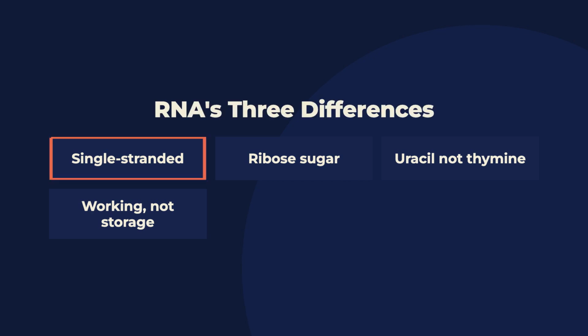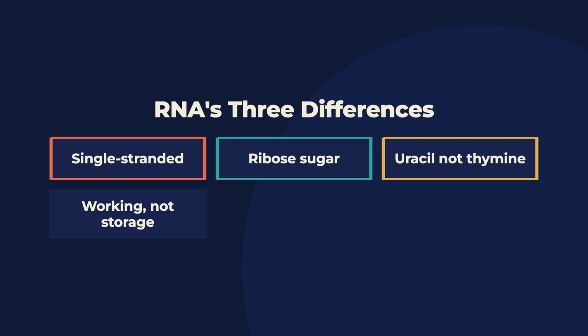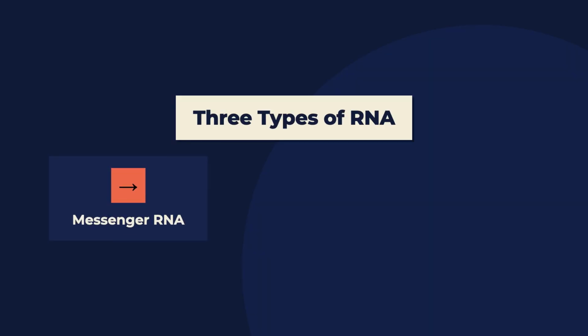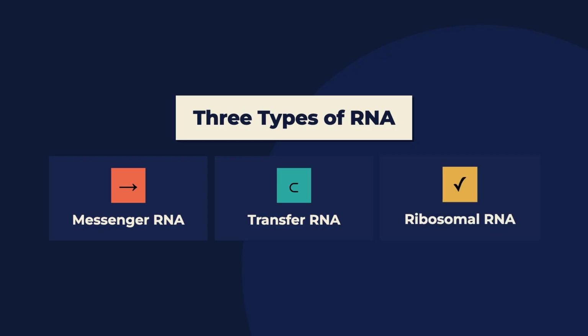RNA differs in exactly 3 ways. It's usually single-stranded, its sugar is ribose rather than deoxyribose, and it substitutes uracil for thymine, so adenine pairs with uracil. Everything else is shared with DNA, and these differences reflect its role as a disposable working molecule rather than permanent storage. 3 types of RNA divide the labor of protein synthesis. Messenger RNA carries the coded message from the nucleus to the ribosomes. Transfer RNA delivers amino acids matched to that message, and ribosomal RNA combines with proteins to form the ribosome itself.